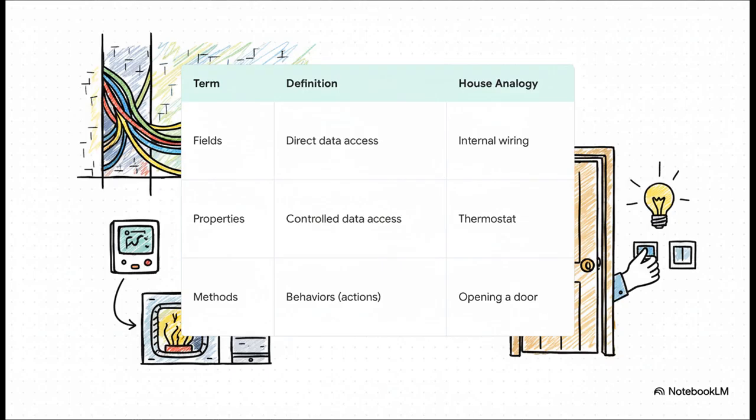Next, you have properties. A property is like the thermostat on the wall. It gives you safe, controlled access to that internal data. I mean, you don't go rip open the wall and rewire the furnace just to change the temperature, right? No, you just turn the dial. That's a property. And finally, we have methods.